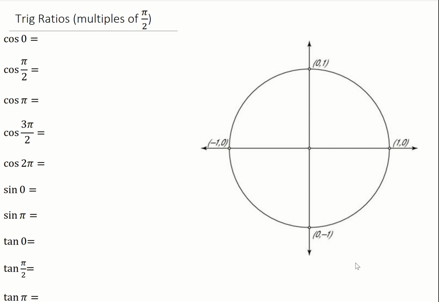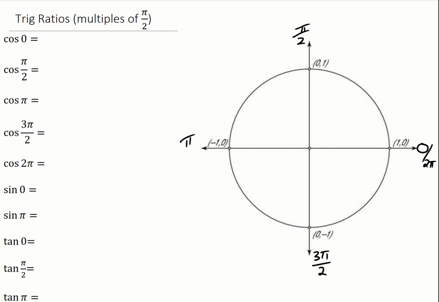As you can see in the worksheet for trig questions with no calculator, most of the time when you're expected to find a trig ratio, it's of a multiple of pi on 2, meaning that it's either 0, pi on 2, pi, 3 pi on 2, or 2 pi. Okay, so typically one of the angles that end on one of the axes.